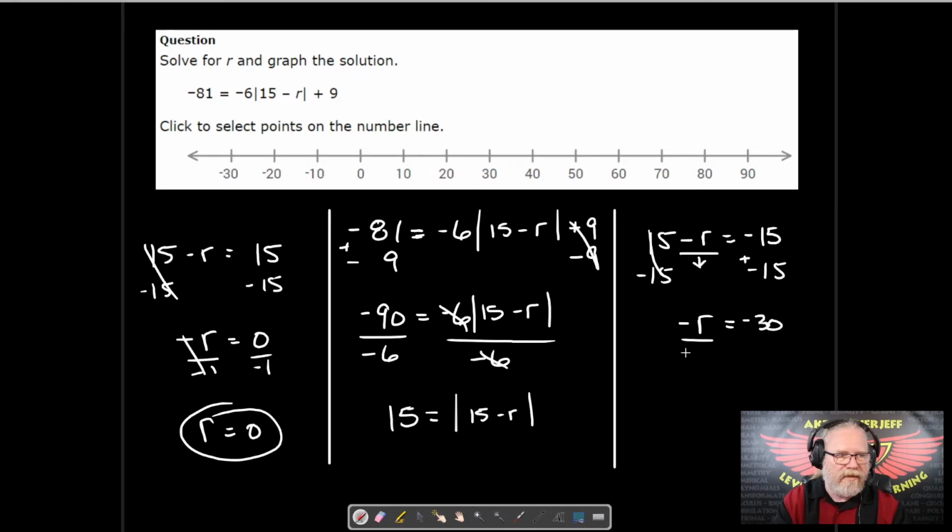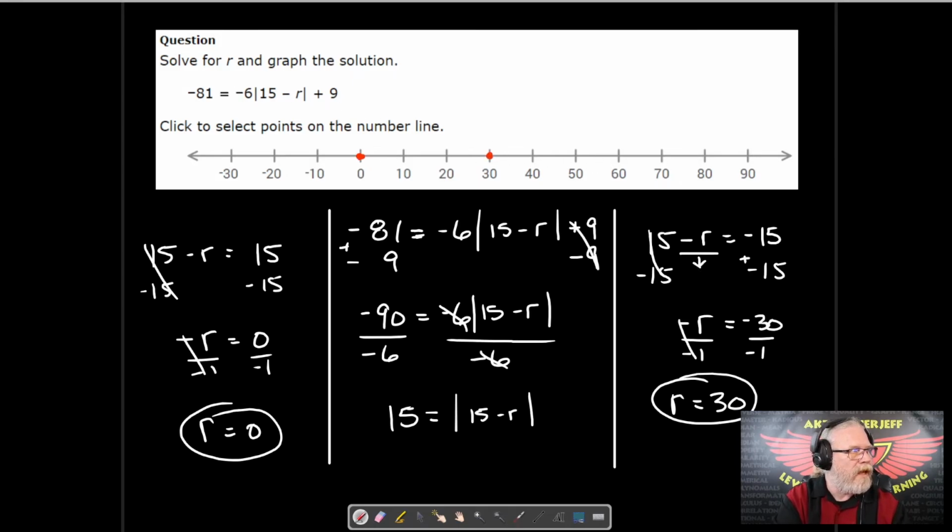And the next step, divide by -1. What we do to one side, we do to the other. Negatives cancel each other out. We end up with just r. And negative divided by negative is positive. 30 divided by 1 is 30. And so there's my second solution there. So my two solutions are 0 and 30.